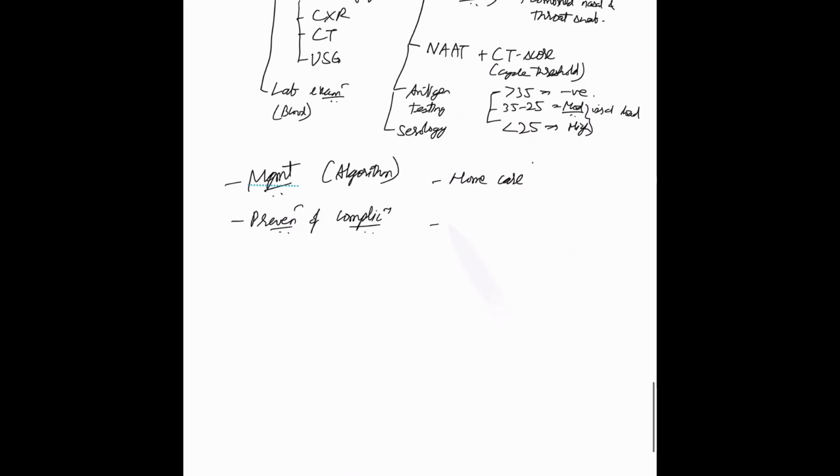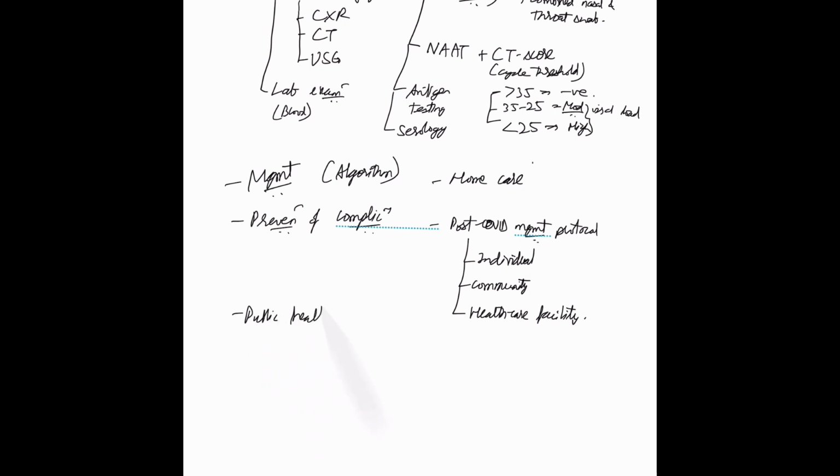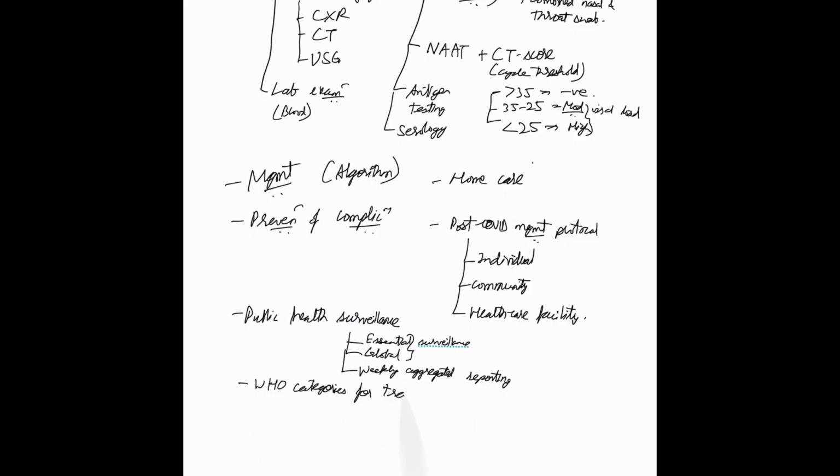And then management, you have to know the algorithm to manage COVID 19 cases, home care, prevention of complications, and post COVID management protocols at an individual level, a community level, and a healthcare facility level. Then you also have public health surveillance, which involves essential surveillance, global surveillance, and weekly aggregated reporting. And there are WHO categories for the transmission patterns, then methods of prevention of COVID 19, and vaccines.